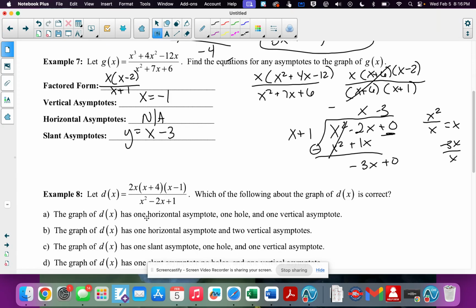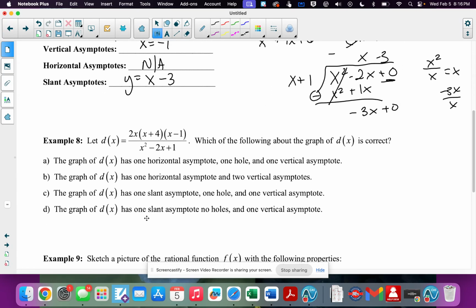Okay, so I think this is the next to last one. All right, so let's see what we got. So first off, this is 2x times x times x. So your leading term would be 2x cubed over x squared. So right away, it's top heavy. So I already know I have a slant asymptote, right? And if these don't say slant asymptote on them, those answers are gone. I already know they have it.